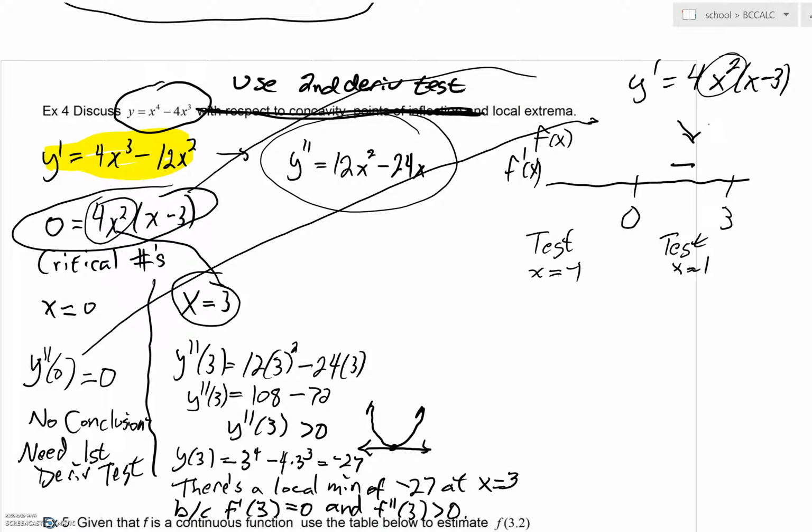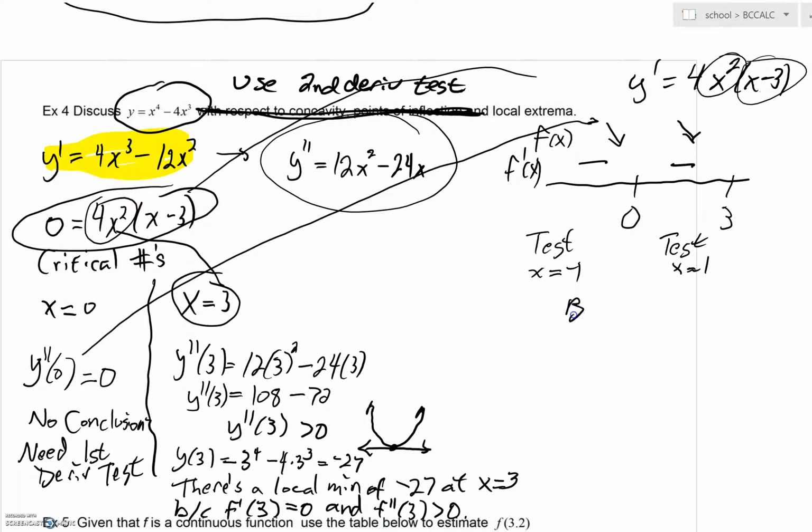When you plug in a negative 1, you can do that just as well. Negative 1 minus 3 is going to be a negative 4, and this is still positive, so it's still negative. In other words, we don't get a change in the sign. We can see that there's not going to be a relative max or a min at x equals 0. So that is also very helpful as well.